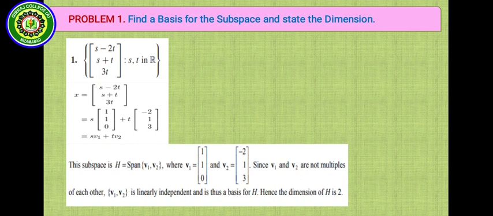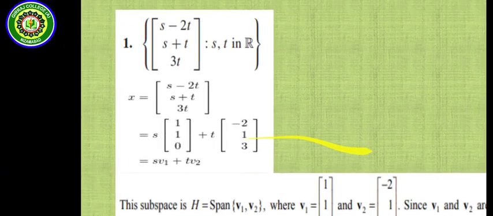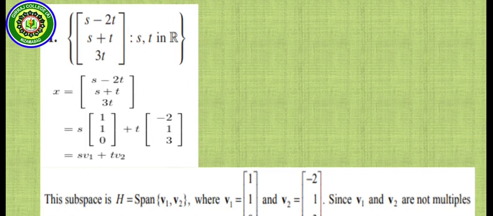Now the problem. Find a basis for the subspace and state the dimension. The first given set is (s minus 2t, s plus t, 3t). Two variables are given, s and t. We write s times its coefficient values (1, 1, 0), plus t times its coefficient values (minus 2, 1, 3). So the elements of the given set are written as a linear combination of two vectors v1 and v2, where v1 is (1, 1, 0) and v2 is (minus 2, 1, 3). Here H equals span of v1, v2.